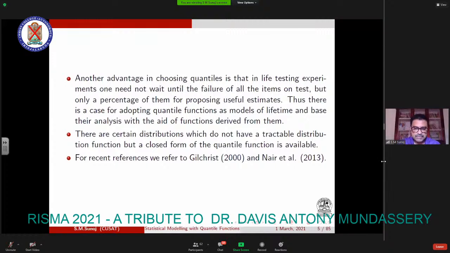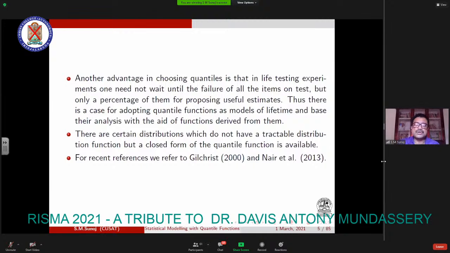There are certain distributions which do not have a tractable distribution function, but a closed form of the quantile function is available. This is an interesting part. In many of our studies, we found this to be a very useful property of the quantile function, because certain lifetime data are virtually impossible to model using the standard models. In many cases, quantile models are often more appropriate. So there are certain distributions where we have a closed form expression for the quantile function, but no closed form expression for the distribution function. We will encounter some of these models in the coming slides.